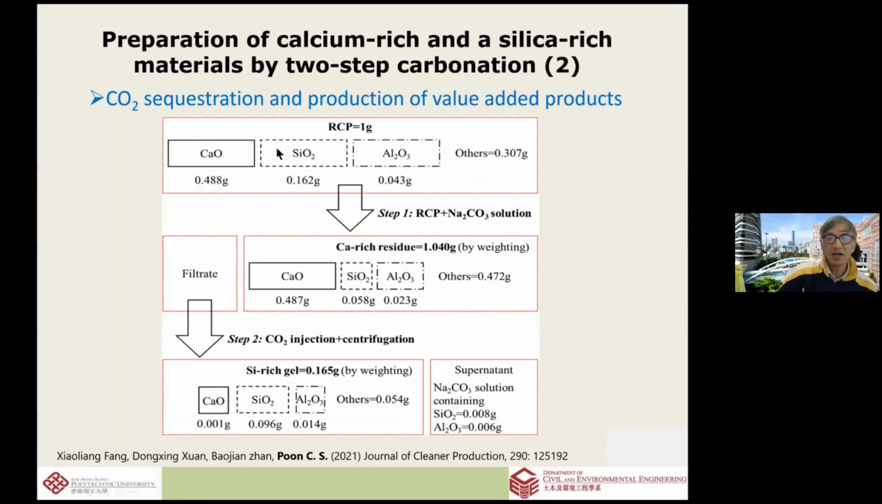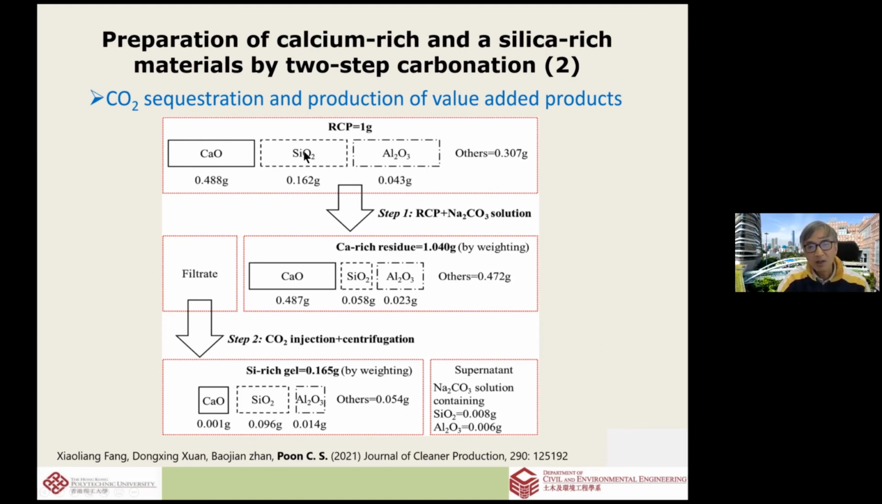So basically, we call this a life cycle, a mass balance analysis. We start off with a powder of 1 gram. We've done it in a laboratory, so it's a very small scale. But this 1 gram of material contains a certain amount of calcium oxide. We measured it with our equipment, XRF. There is a lot of calcium oxide, some silicon oxide, very little aluminum oxide, and some other impurities as well.